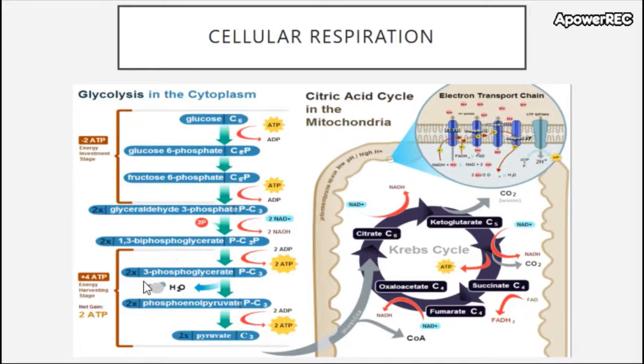And eventually, we get through pyruvate oxidation, which occurs here. And pyruvate oxidation makes acetyl-CoA. And that acetyl-CoA can travel into the mitochondria.